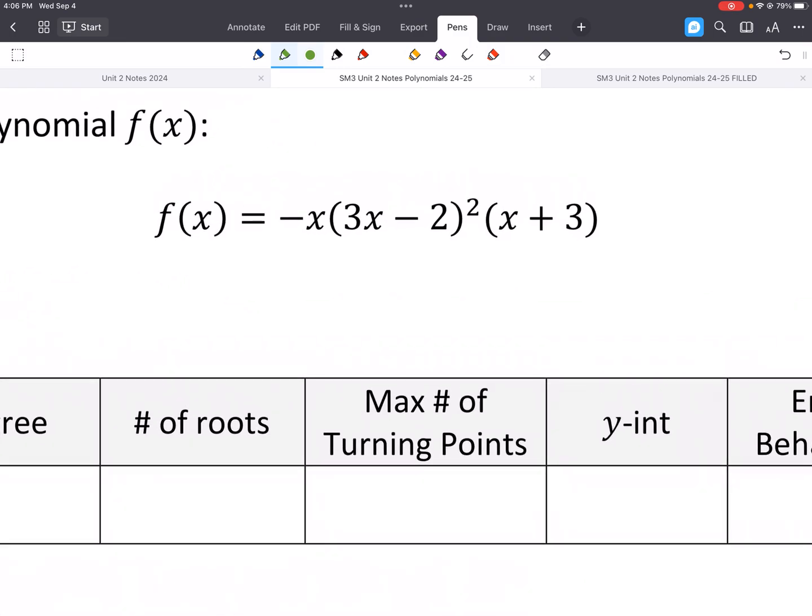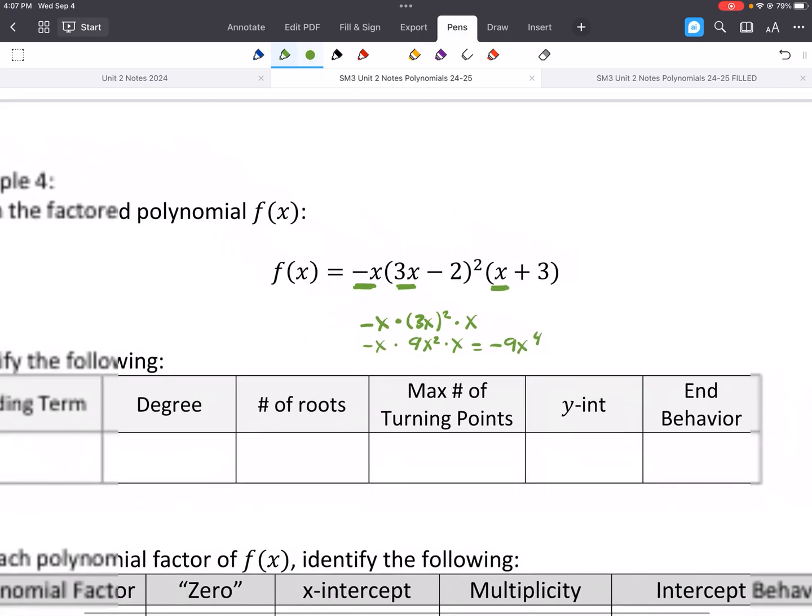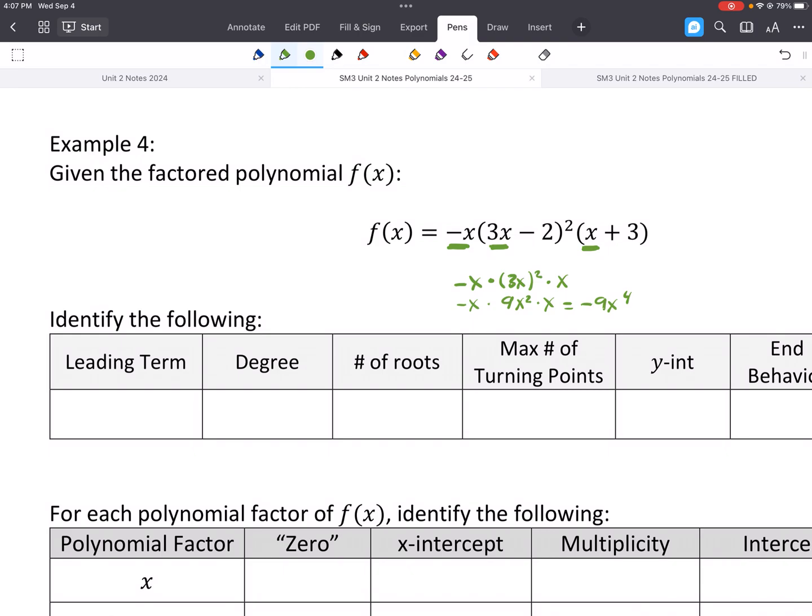We've talked about this. Leading term, we just find the leading term for each factor. So negative x times 3x squared times x. So this will give us 9x squared. And we'd get negative 9x to the 4th. So that's our degree. Or sorry, not our degree, our leading term. Sorry, it's been a long day. Degree is 4. Number of roots is the same. It's also 4. Again, they could be real or complex.